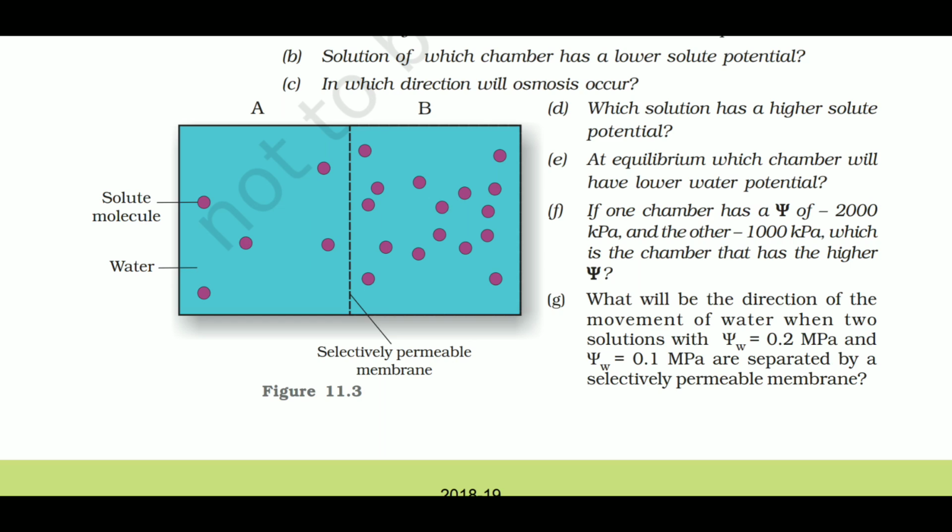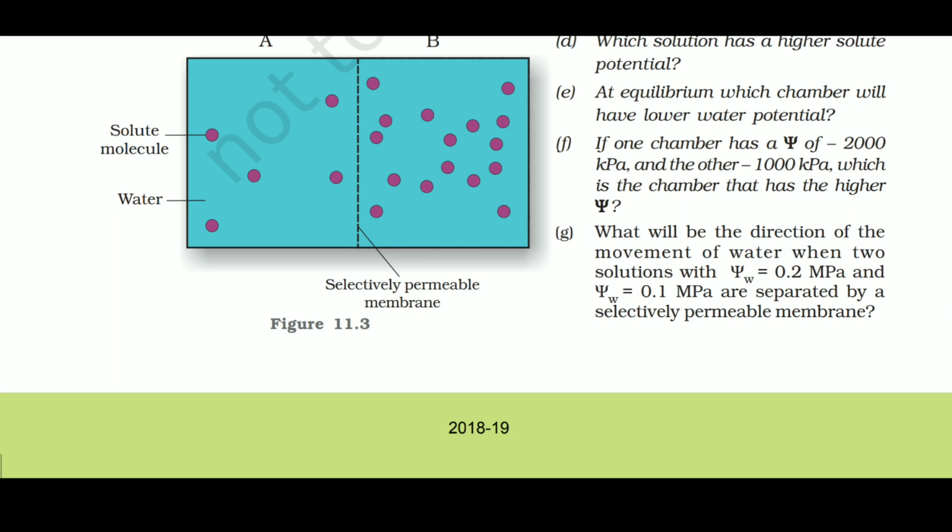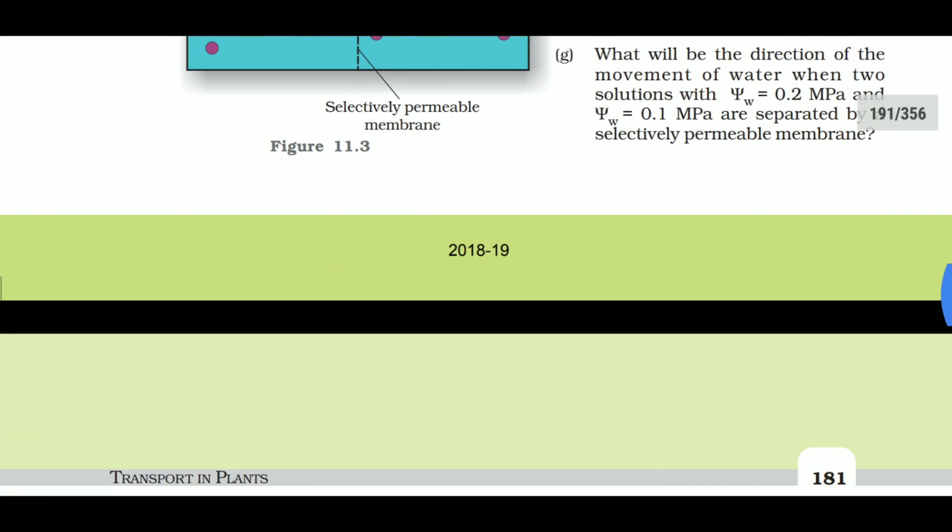At equilibrium, which chamber will have lower water potential? Both will have an equal water potential, and that will be maintained. If one chamber has a psi of 2000 kPa and the other has 1000 kPa, which chamber has the higher psi, and what will be the direction? Here they have given some problems, so these two we will discuss in the next phase.